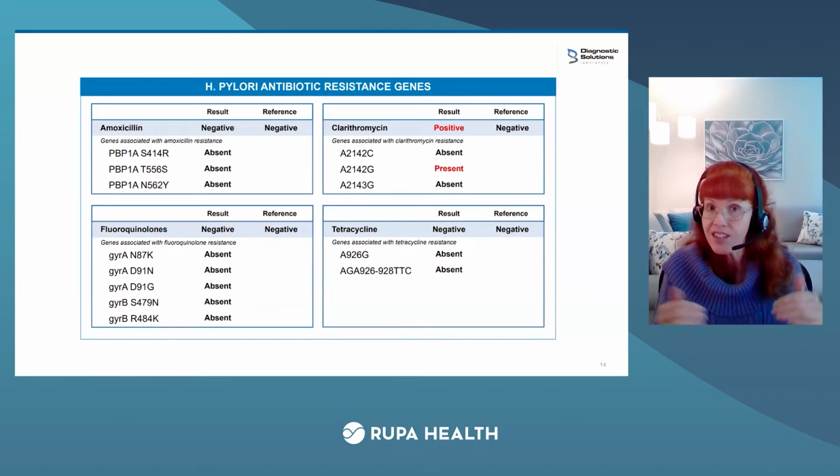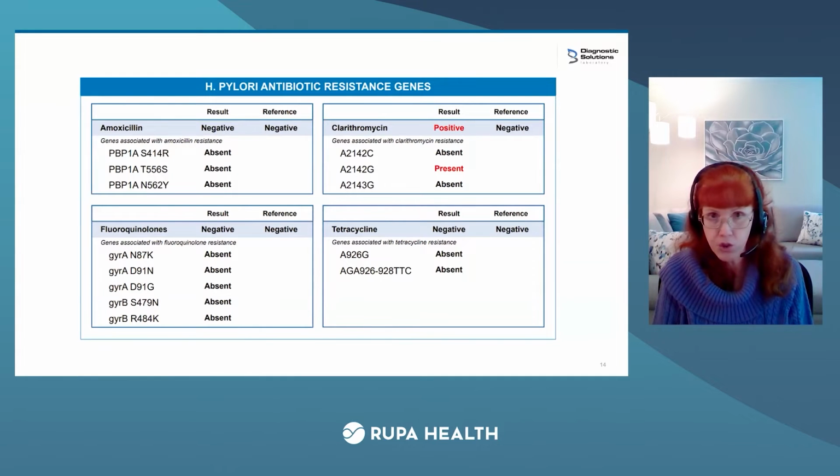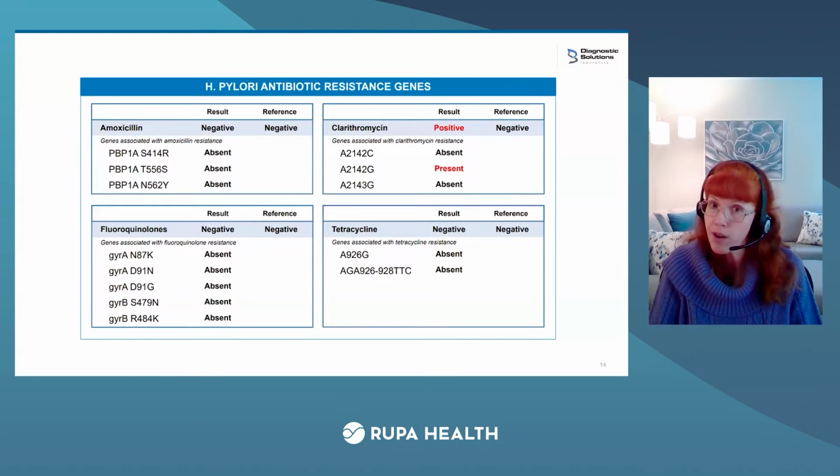Now, in this case, this H. pylori is resistant to clarithromycin. Standard triple therapy with clarithromycin would not be a good choice. However, we still have options that are negative, so we still could do antibiotics. We just have to choose a little more carefully.